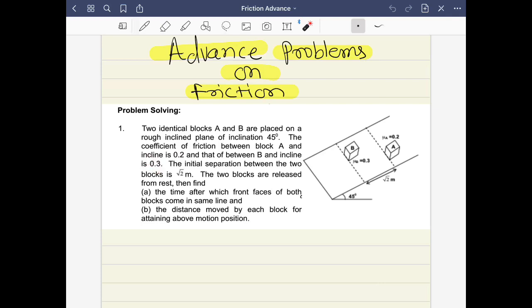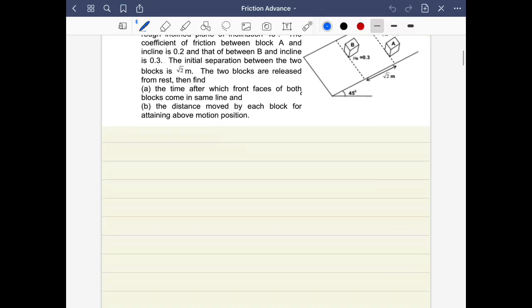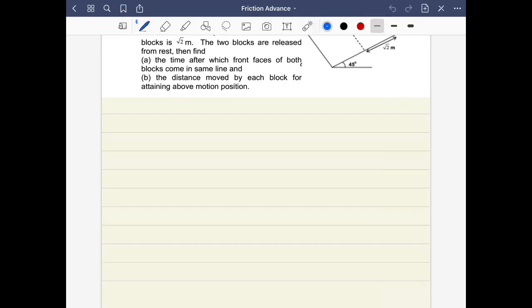The two blocks are released from rest and find the time after which the front face of both blocks comes in the line, and the distance moved by each block before returning the position. So this is the first question given. So in this question, what you have to do is firstly draw the free body diagrams of A and B.